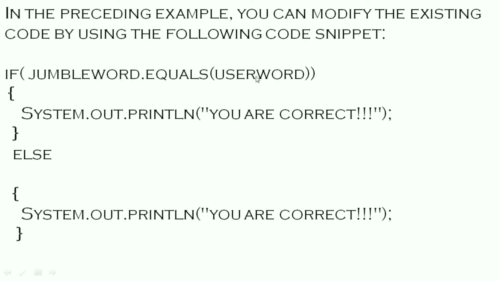If this equals this, then this statement is printed. Else, if this is not true, then the else statement is printed: you are incorrect.